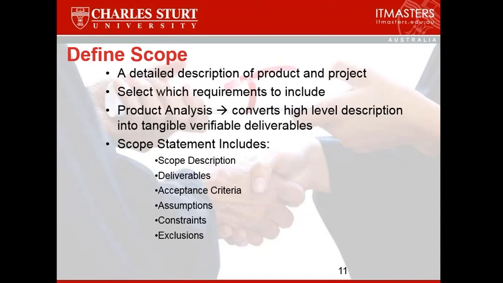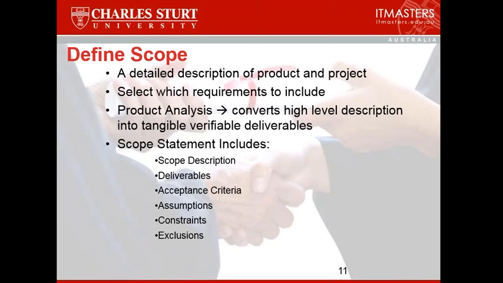Moving into the next process, which is define scope. We now have the requirements, so which of those requirements are we actually going to deliver to the customer? So it's a detailed description of the product and project requirements that we're going to deliver. We will do a product analysis which converts the high-level description into tangible, verifiable deliverables. So we have a good idea exactly what we're going to deliver from the project, and that's one of the important aspects of the scope statement.